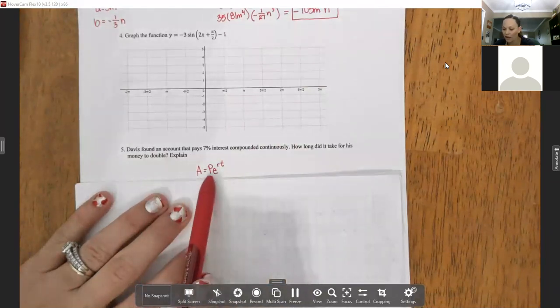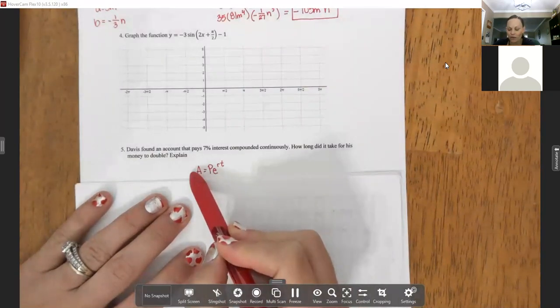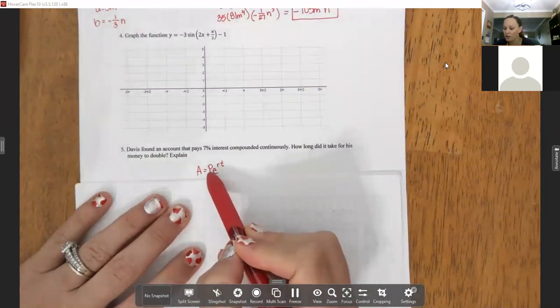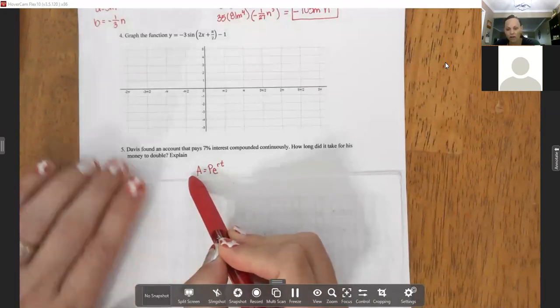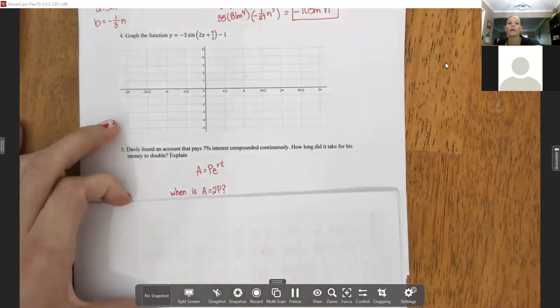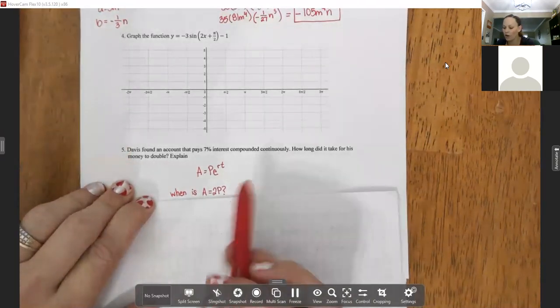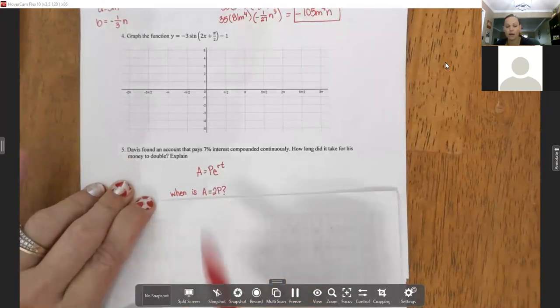So they're not giving us a P, that initial value that we can start with. We want to know when his money doubles. So if P was 1,000, we would want to know when A is 2,000. If P was $5, we would want to know when A is $10. So we want to know when is A equal to 2P. That's what you're looking for here, right? You want to know when the money's doubled.